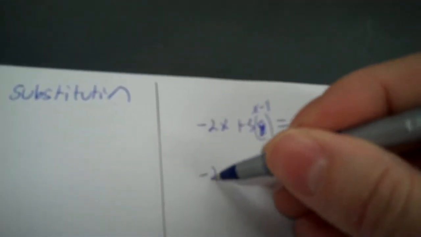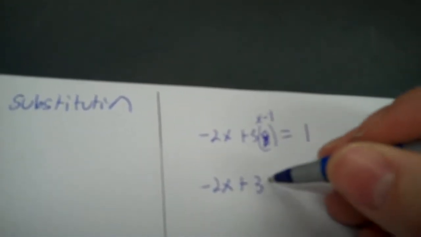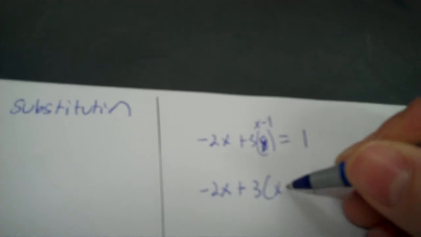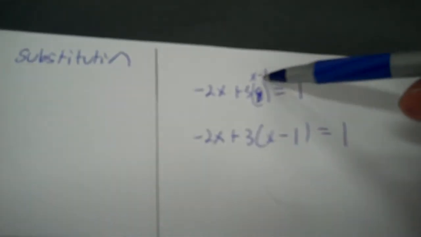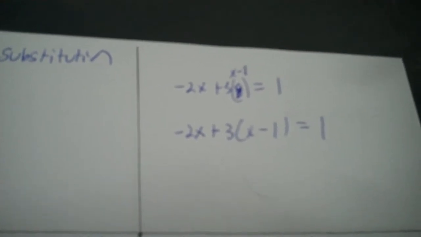So you have negative 2x plus 3 parentheses x minus 1 and then equals 1 after it. You're just inserting that where the parentheses was at. So do your distributive property. That's a 3 plus 3, and then you got a 1x and a negative 1. So I got to distribute.